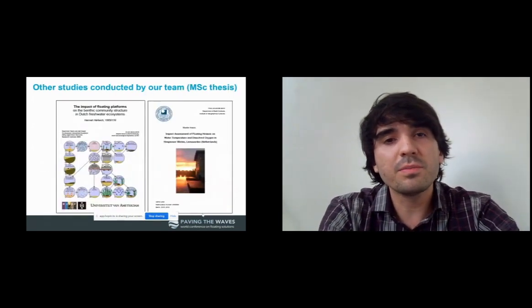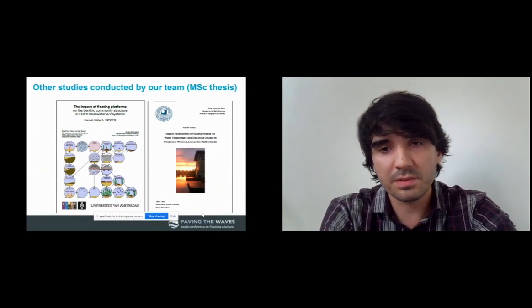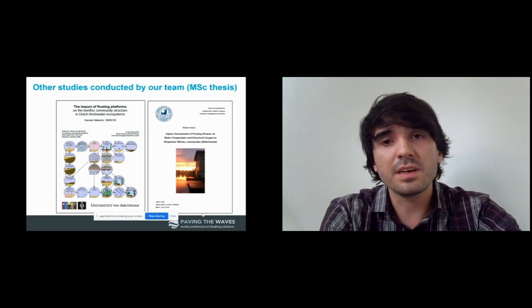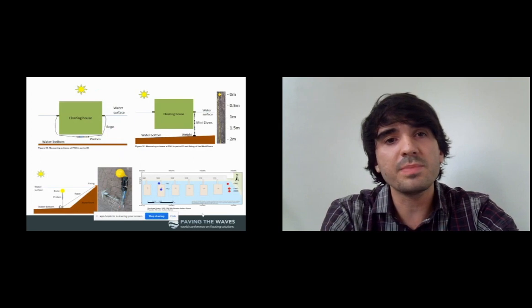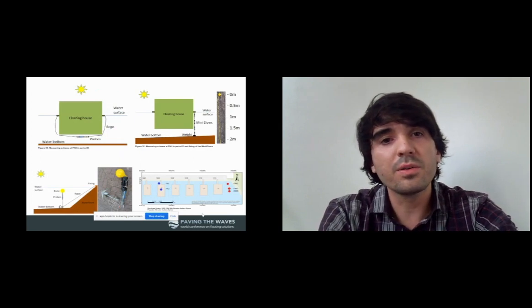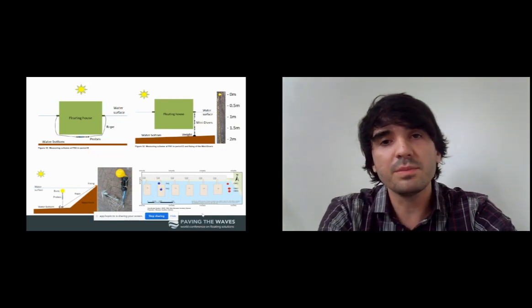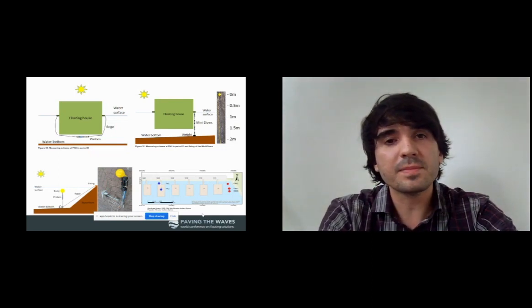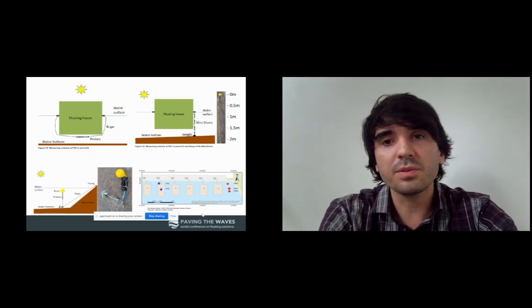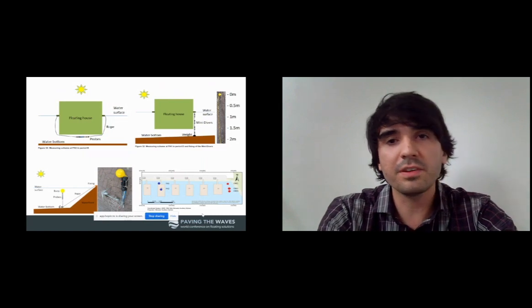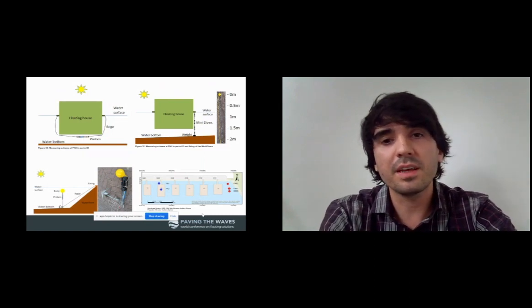I would also like to mention these two research theses that some students did under our supervision, where they also looked at other aspects, like Janko Lens, for example. He installed sensors that were continuously measuring data over a long period of time, so you could also see the variations of season and daily variations.